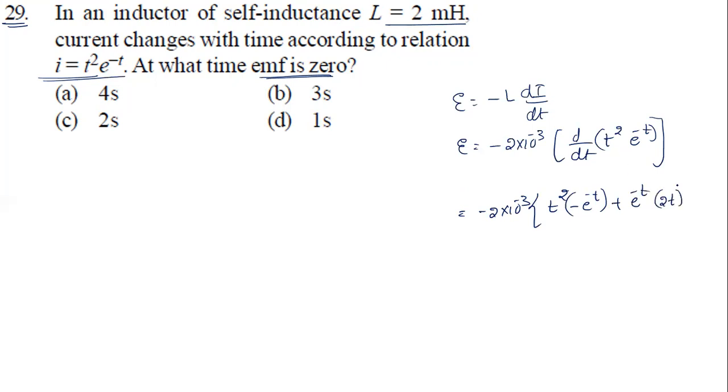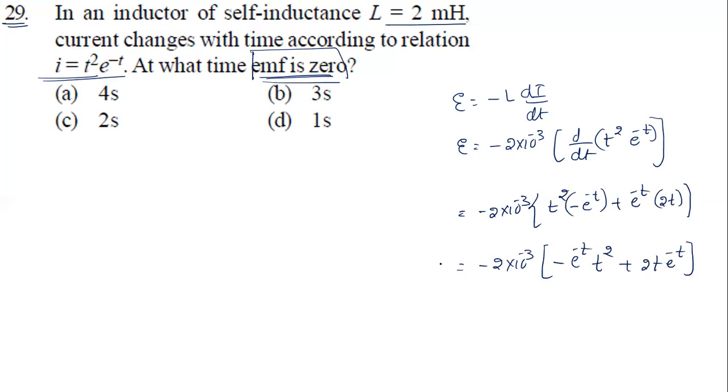2 times t. I hope now you know that integration by parts, or differentiation, that is a product rule. I'm going to take it directly here. So if I simplify now, it will become minus 2 into 10 power minus 3 into minus e to the power of minus t times t square plus 2t e to the power of minus t. Now the question is, at what time does EMF become 0, which means we should find the time.